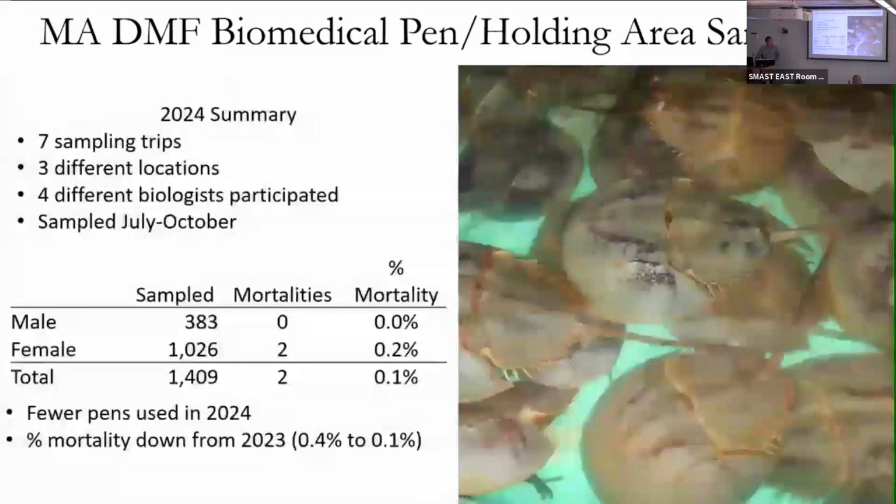For 2024, there were 7 different sampling trips at 3 different locations. 4 different scientists participated and sampled from July to October. There were no mortalities for males. There were 2 mortalities for females. Overall, that's a 0.1% mortality rate in pens. There were fewer pens used in 2024. The percent mortality was down from 2023, which was 0.4% in 2023.